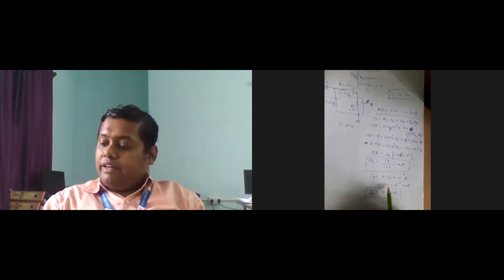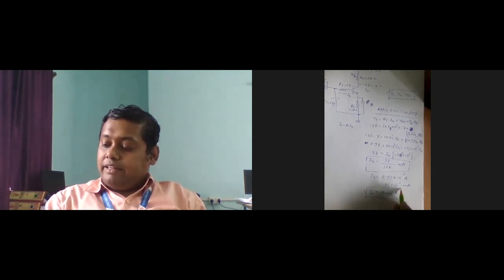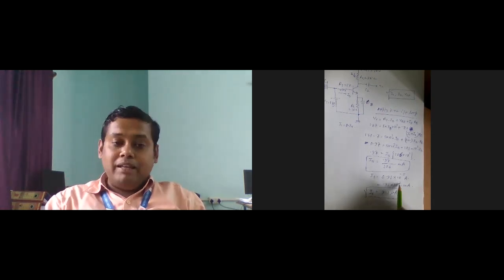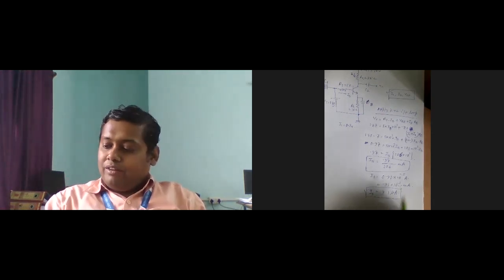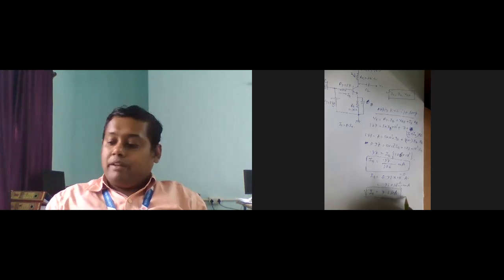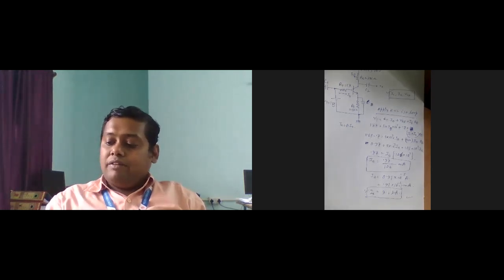Because 0.91 into 10, divided by 10, so dividing by 10 makes it 10 to the minus 3. Minus 3 means milli, and it is divided by 10, so that is 9.1 microampere. What is the value of IC?